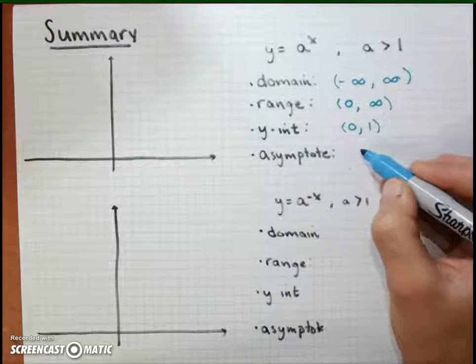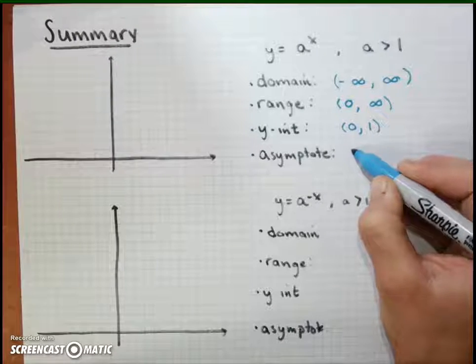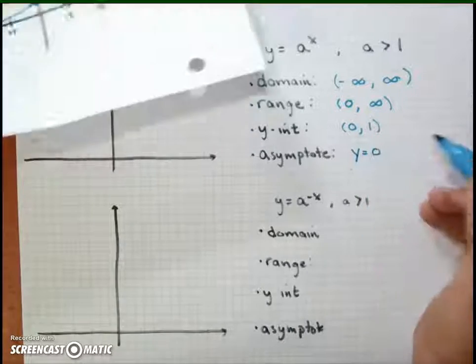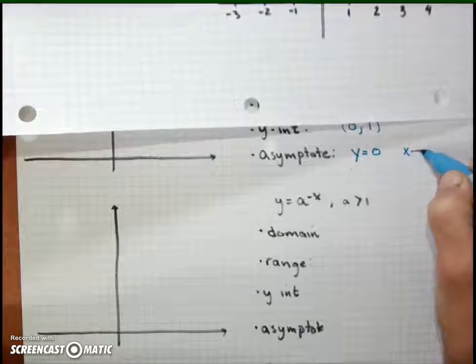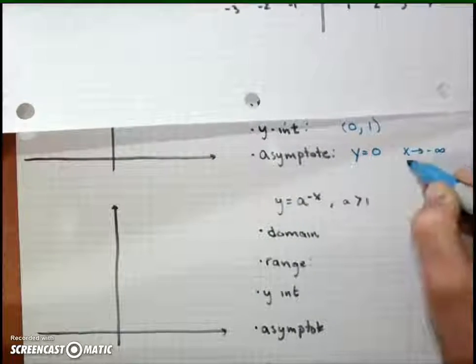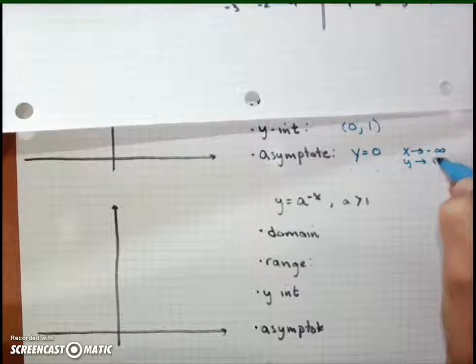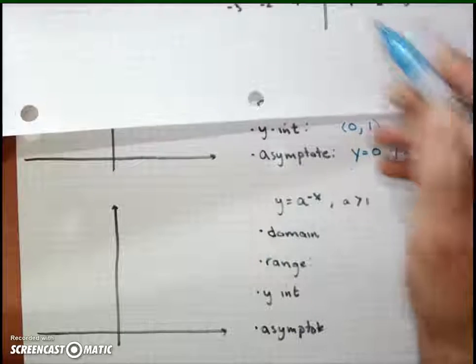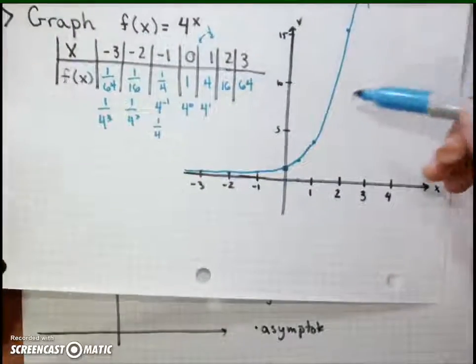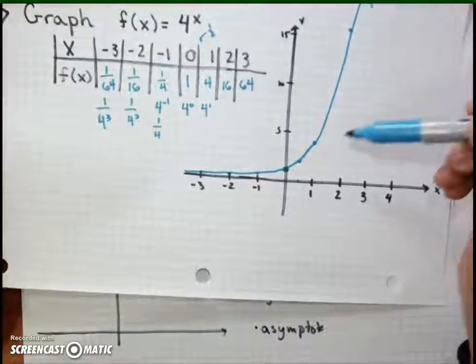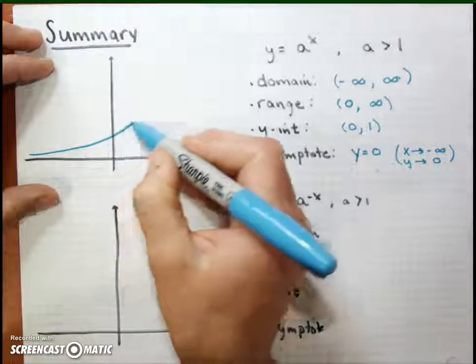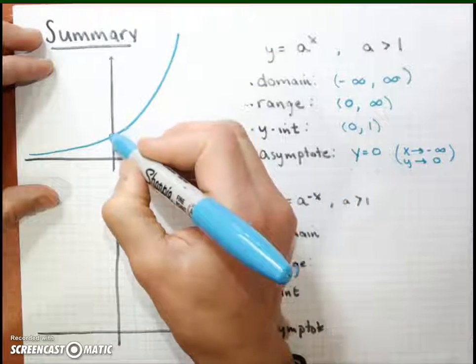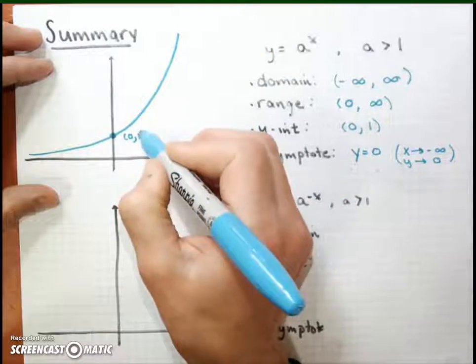And the asymptote is going to be the line y equals 0, because as x goes toward negative infinity, y goes toward 0. As x goes toward positive infinity, y is going toward infinity, but we still have the asymptote on this end. So no matter what, the graph is going to look something like this, and this intercept is going to be (0, 1).